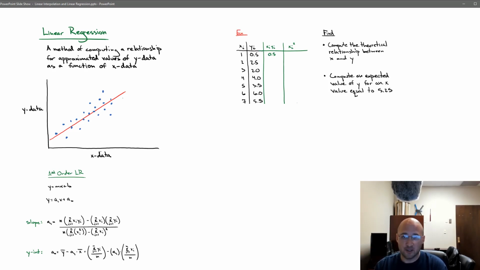1 times 0.5 gives me 0.5. For my second row, 2 times 2.5 gets me 5. 3 times 2 gets me 6. 4 times 4 is 16. 5 times 3.5 gives me 17.5. 6 times 6 is 36. And 7 times 5.5 is 38.5.